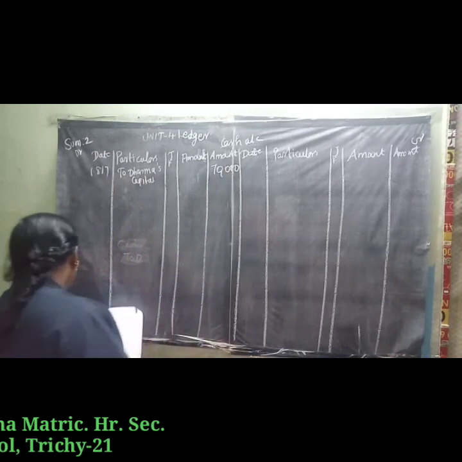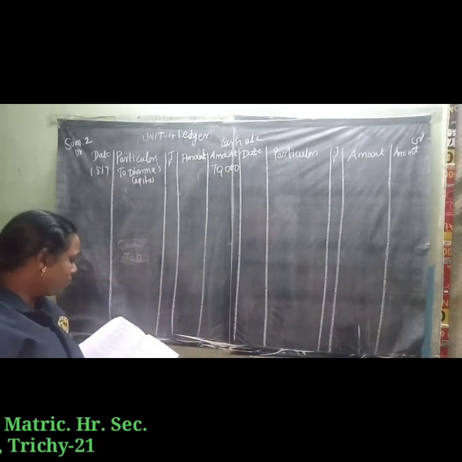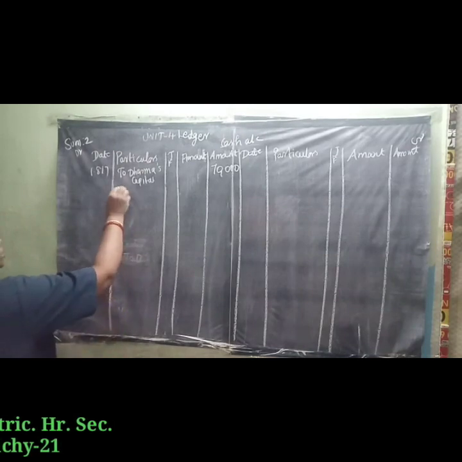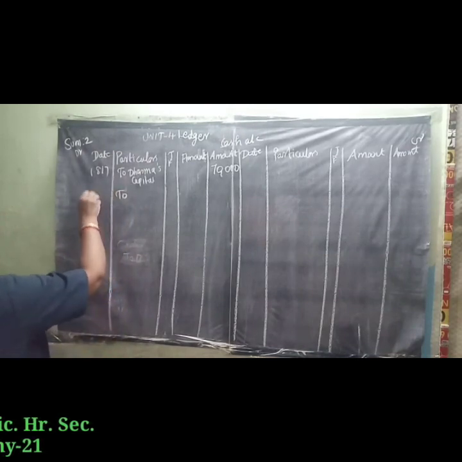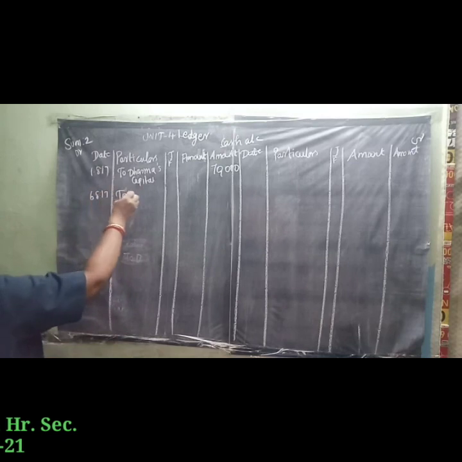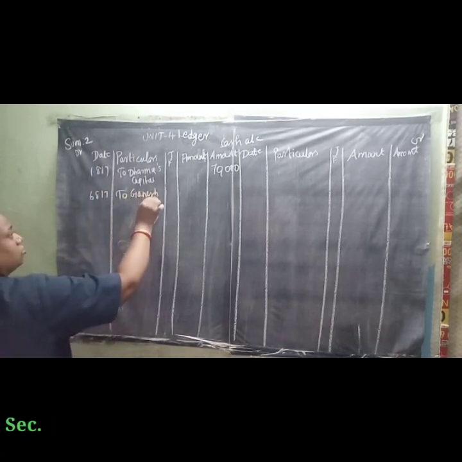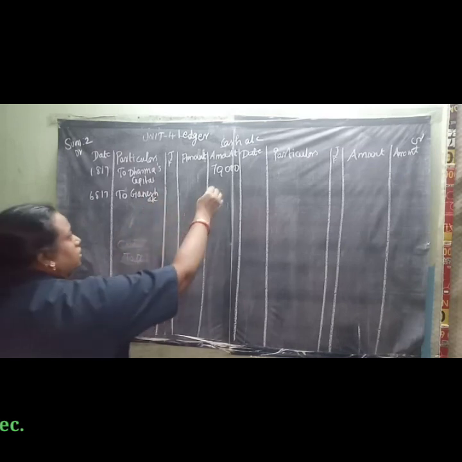Second one, cash received from Ganesan. Cash account to Ganesan. Same debit side, to Ganesan account, 10,000.